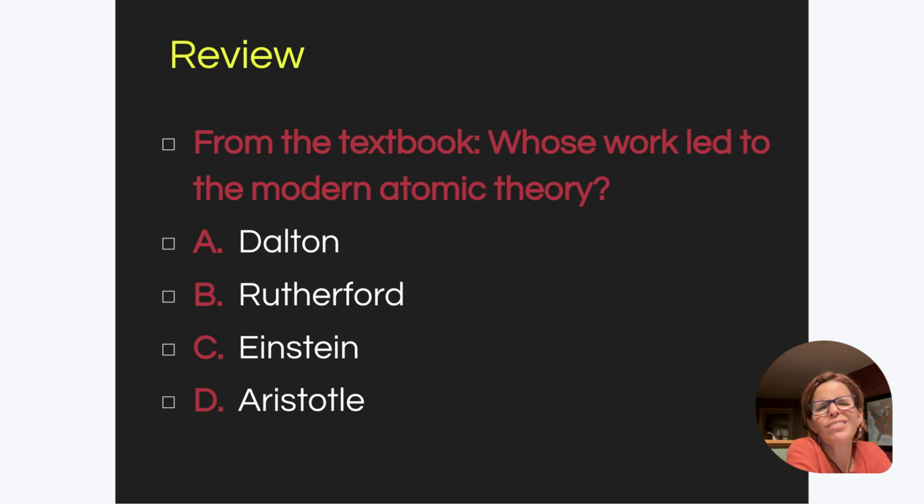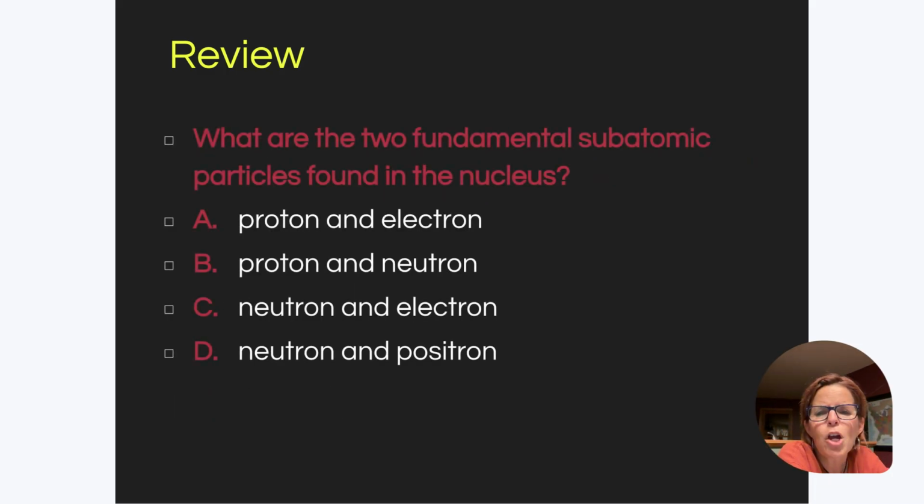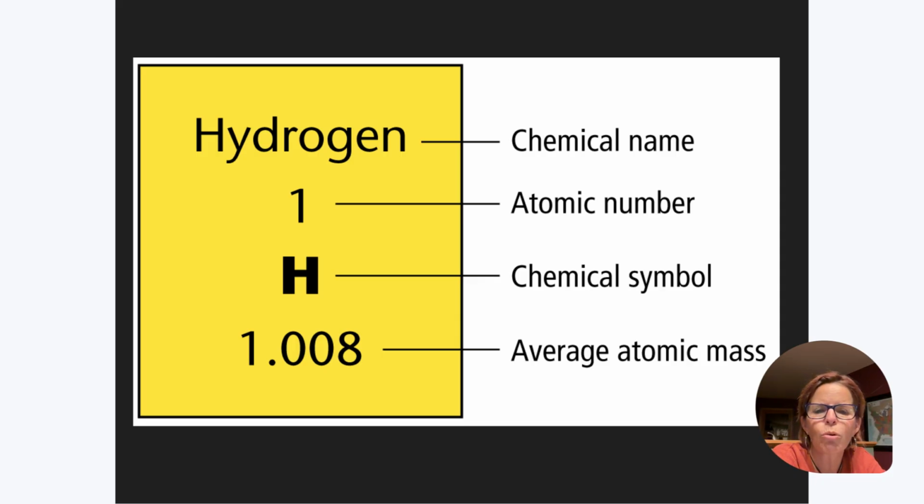From the textbook, you don't need to know this part, so I'm just going to skip ahead, but whose work led to the modern atomic theory? We really improved the model then, and that was Dalton, a scientist whose name is Dalton. All right, what are the two fundamental subatomic particles found in the nucleus? Look at your notes, see if you can find it. Protons and neutrons are found in the nucleus. Each of those has a mass of 1. You add them up to get the total mass.